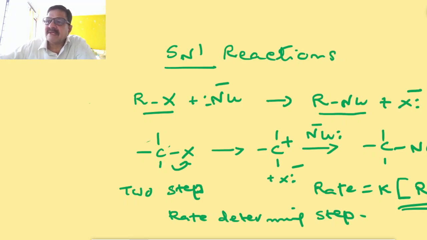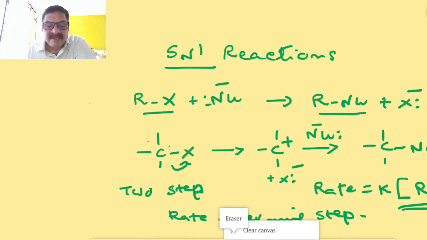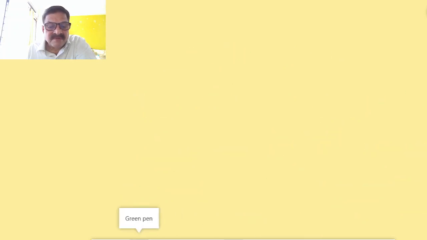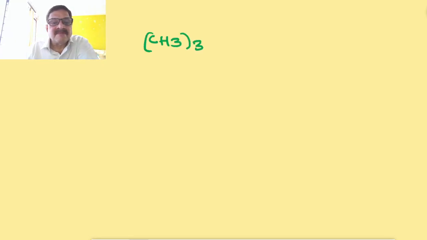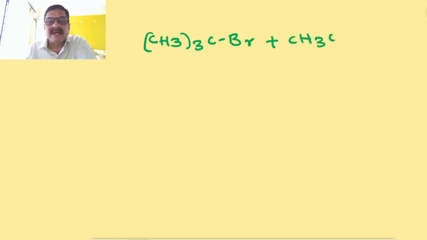So let us examine this concept with the help of an alkyl halide reacting with a nucleophile. We will take up an alkyl halide of this nature, say CH3CH2Br. This alkyl halide is reacting with an acetate anion. Here the C-Br bond will be broken and a new bond with the acetate anion will be formed. This is the substitution of the bromide anion with the acetate anion.